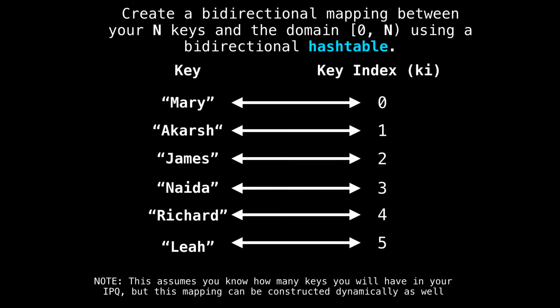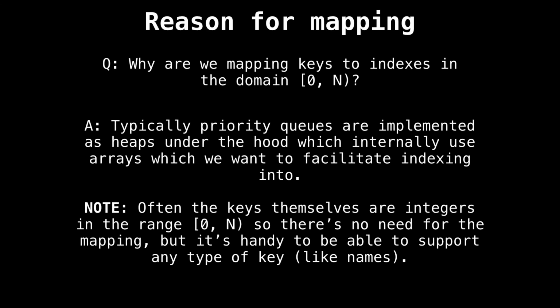Note that this mapping is intended to be bidirectional, so I would advise using a bidirectional hash table to be able to flip back and forth between the key and its key index. Basically, any operation on the indexed priority queue will require the associated key index of a particular key. So you're probably wondering why I'm saying that we need to map keys to indices in the domain 0 to n non-inclusive. The reason for this is that typically priority queues are implemented as heaps, which under the hood are actually arrays. So we want to facilitate being able to index into those arrays. This will become apparent shortly.